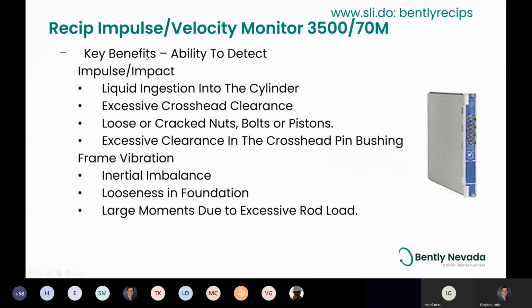And so the key benefits of the 70, again, due to those configurable bands, we can detect liquid ingestion in the cylinder, excess crosshead clearance, loose or cracked nuts, bolts, pistons, and excessive clearance in the crosshead pin bushings. And then from a frame vibration perspective, you're looking for inertial imbalance, looseness in the foundation, and large moments due to excessive rod loops.